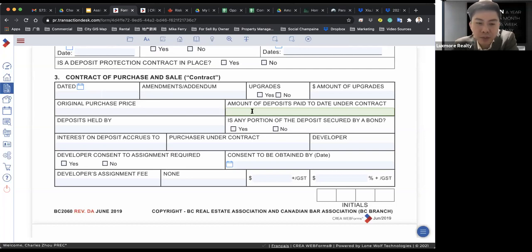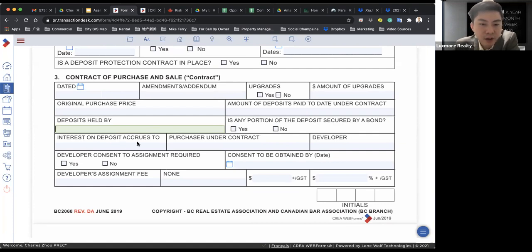For example, the developer asks you to pay 25% in total. If you only pay 10%, they will not allow you to assign. You have to pay everything in full, 25%, in order to assign this contract to a third party. The deposit is held by, usually, the developer's lawyer. And is there any portion of the deposit secured by a bond? Usually no, just check no.